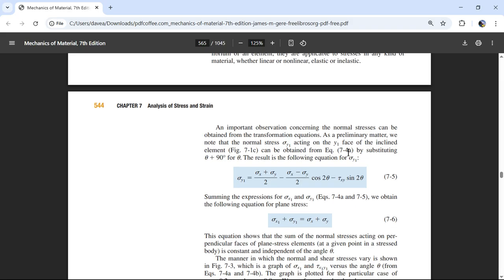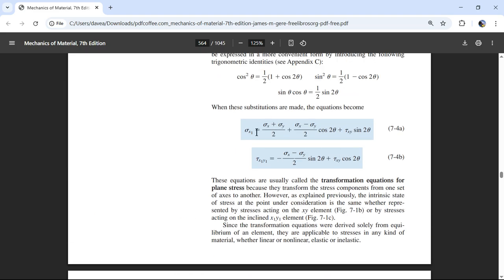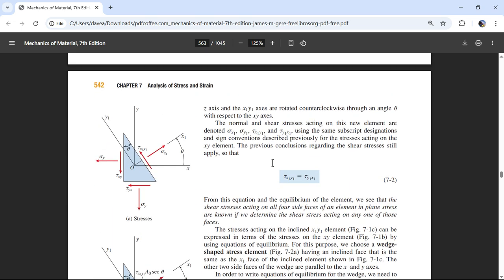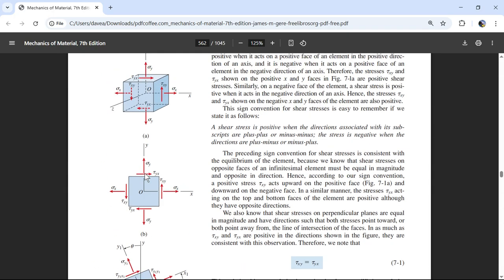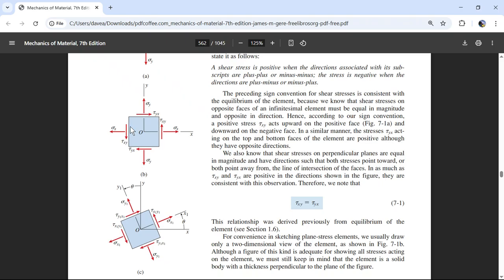Oh, yeah. So we solved for sigma x1 and the shear x1, y1. It would be useful to find the other face. How we would do that is if we said this was our angle theta and we just found this face, this normal face, we need to find the other side. And so what we could do is make this our angle theta as well.